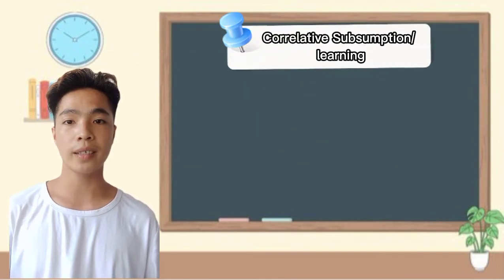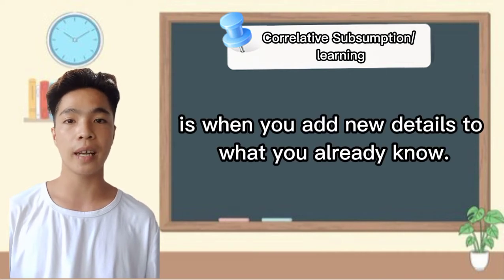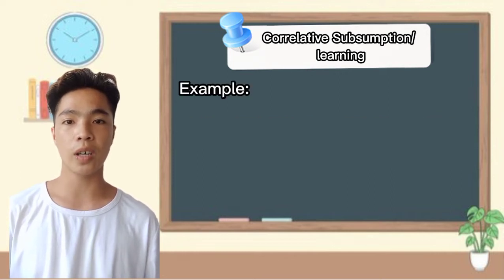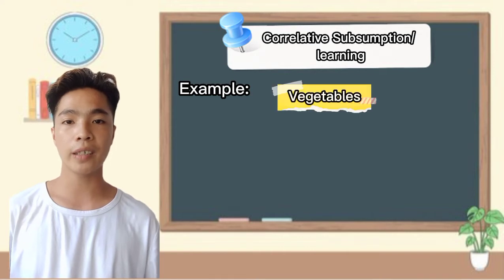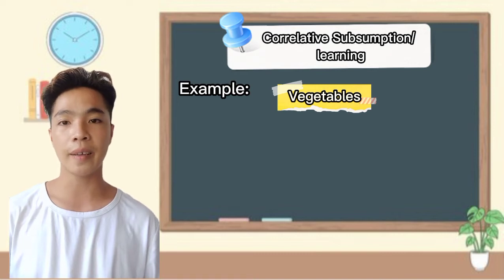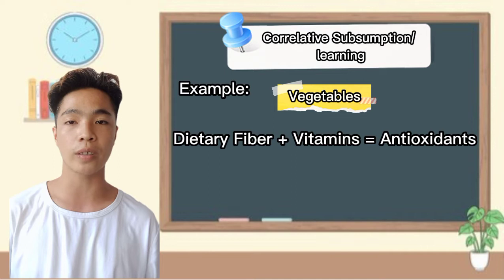The next one is the correlative subsumption. It is when you add new details to what you already know. Usually, it's a higher order concept. Here is a sample. Suppose you were acquainted with the concept of a vegetable, but you encountered the nutritious content of a vegetable, like, for example, the dietary fiber and vitamins that it contains.